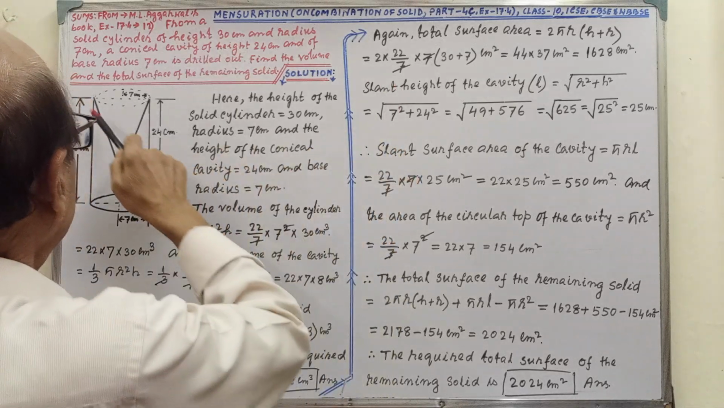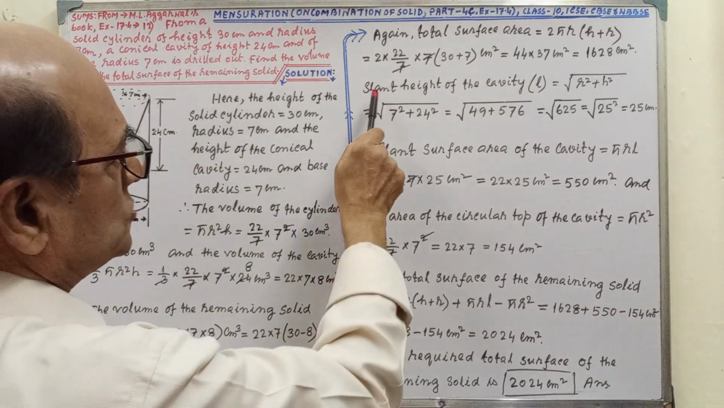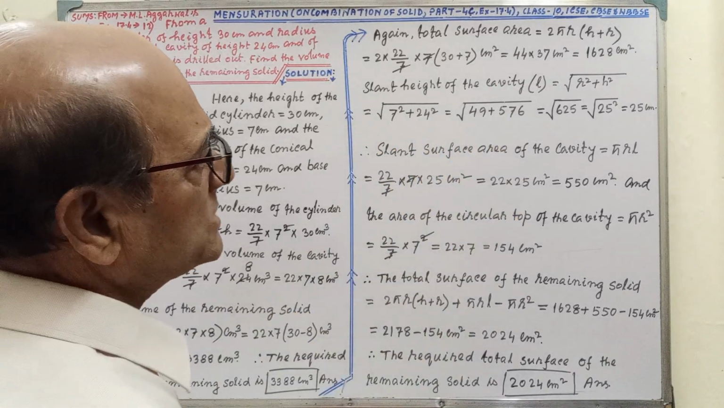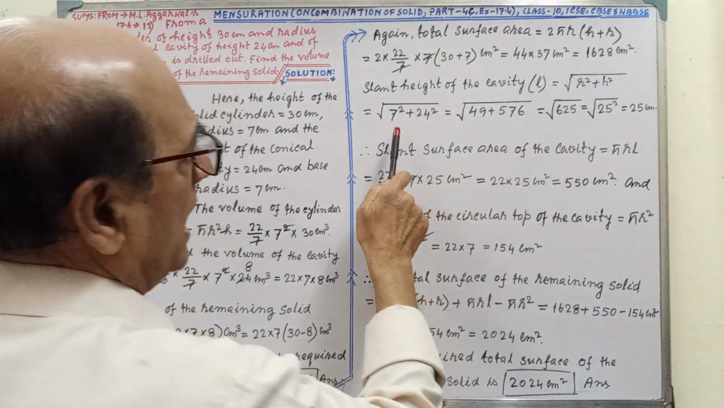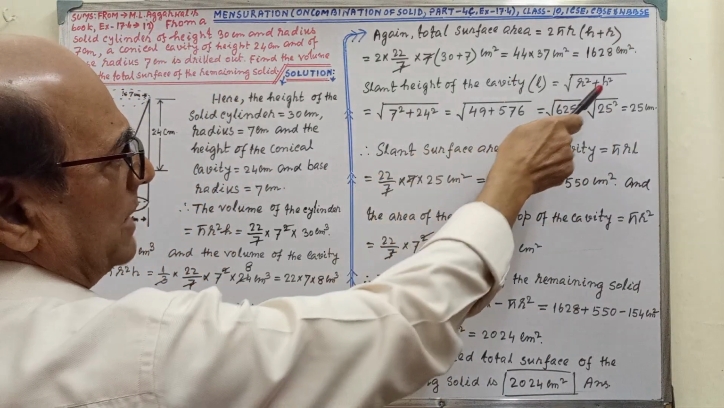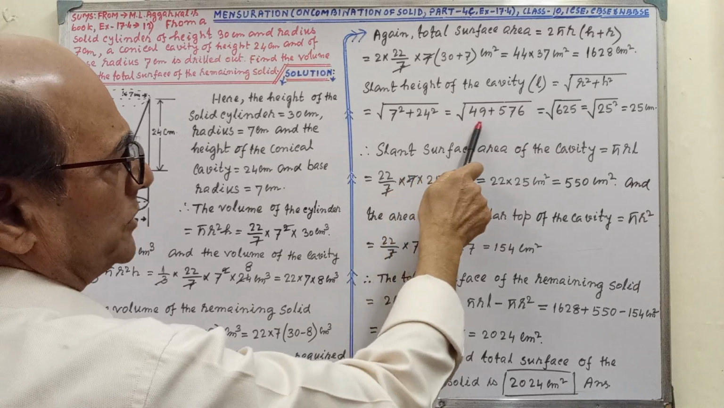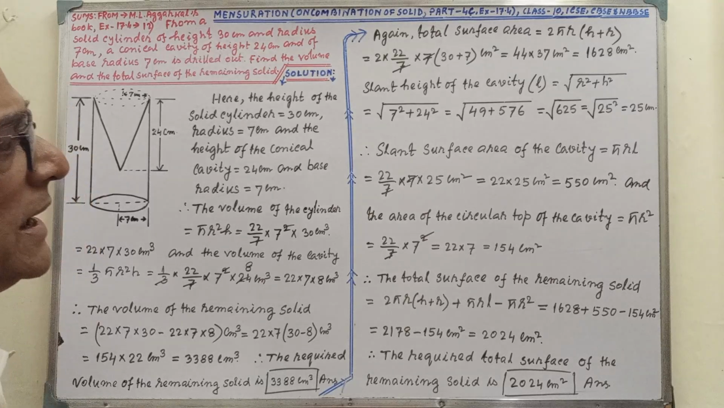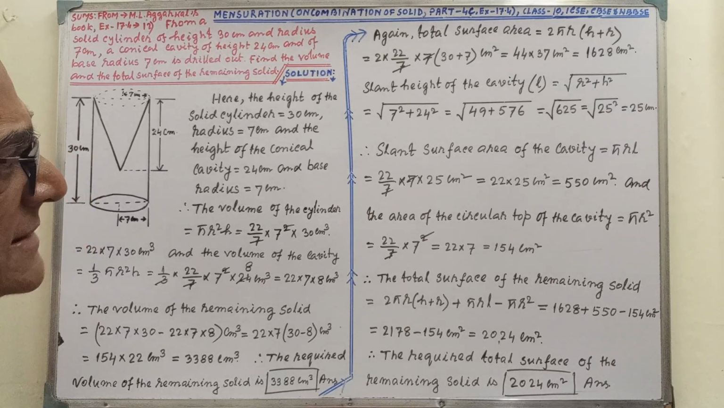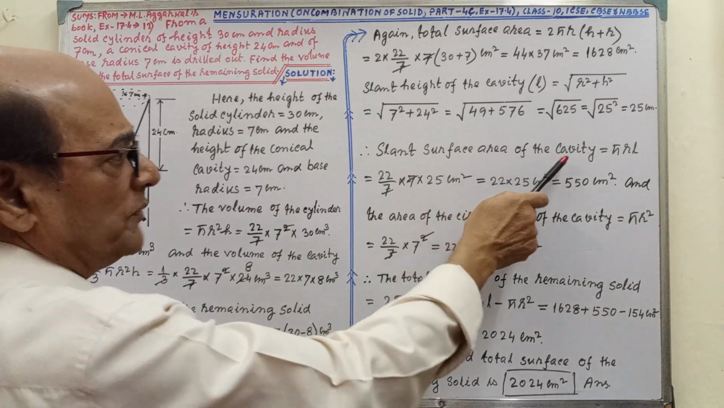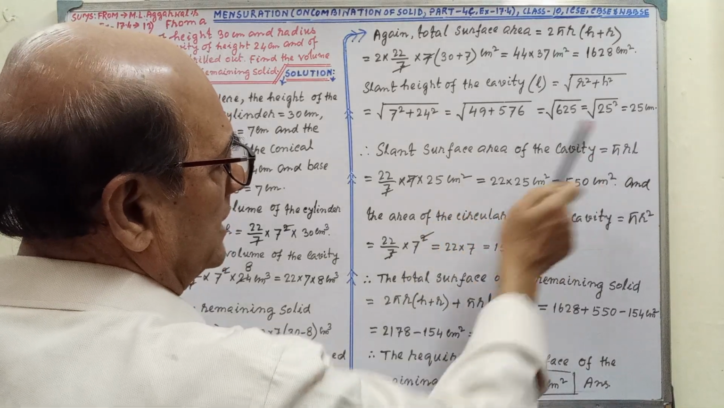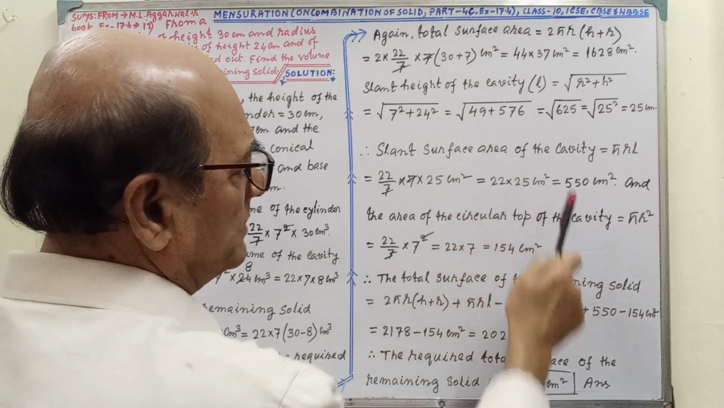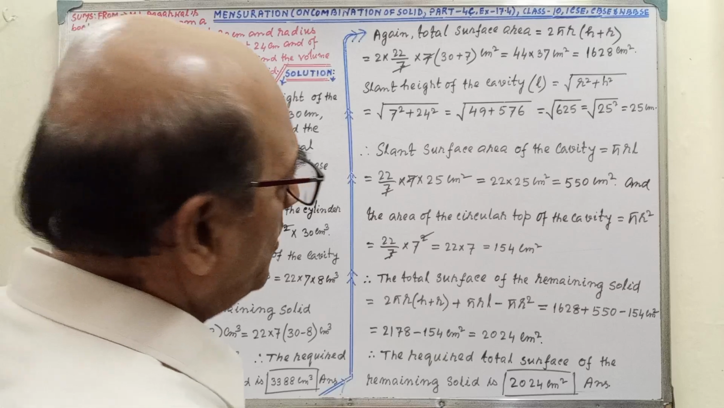We have to find out the lateral surface. So the slant height of the cavity is the formula l equals root over r square plus h square. Our value of r is 7 and the value of h is given as 24. After putting and simplifying, we are getting slant height 25 centimeter. Now we have to find the slant surface area of the cavity, that is pi r l. After putting the relevant values, we are getting 550 centimeter square.